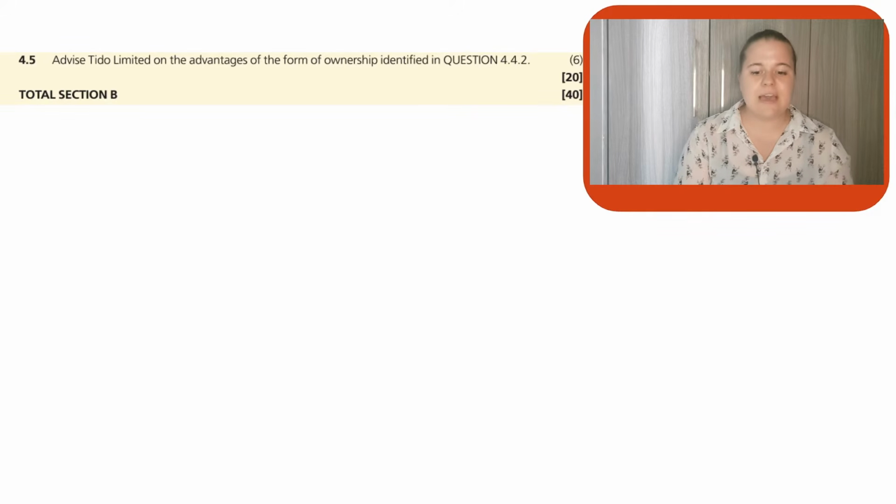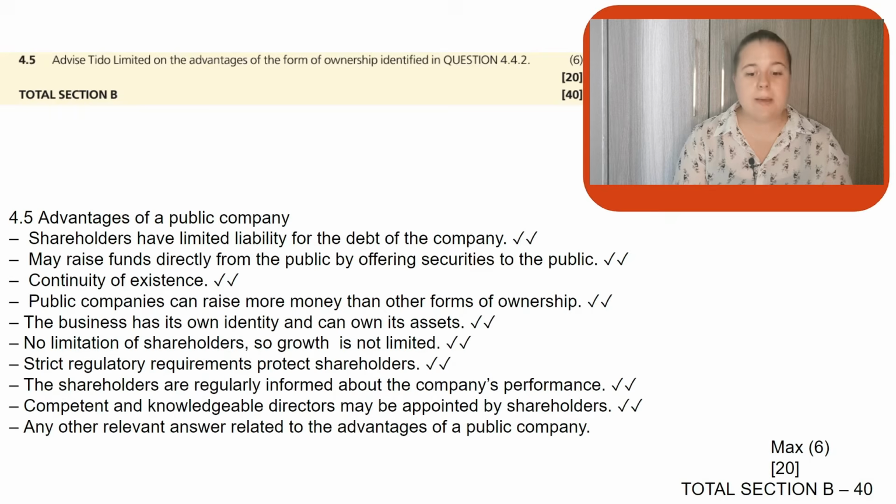Then the last one there, advise Tito Limited on the advantages of the form of ownership mentioned in 4.4.2. So now we know 4.4.2 was the public company. So again, highlight these things. Don't let them confuse you, because some might read it and say the advantages of the form of ownership. Ooh, and then you remember the sole trader. Remember, highlight. Let this help you.